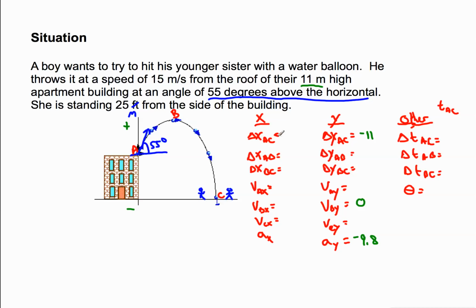Now, if you picked up on delta x A to C, well, hold on a minute. We don't know that this water balloon hits her. All we know is that she's 25 feet from the building. We don't know if the balloon falls short, long, or actually hits her. So we don't actually know that. The other one we do know, however, is the x acceleration. And as you remember from your basketball activity, there is no acceleration in the horizontal direction. All right, those are the things that we know without any calculation. Oh, I guess we know this too. 55 degrees.